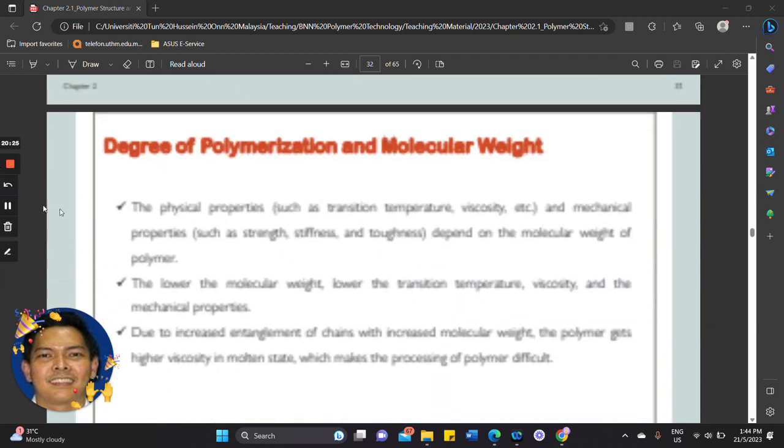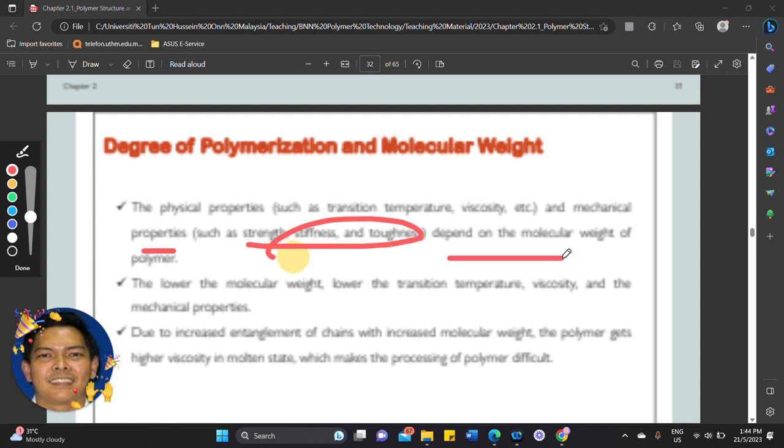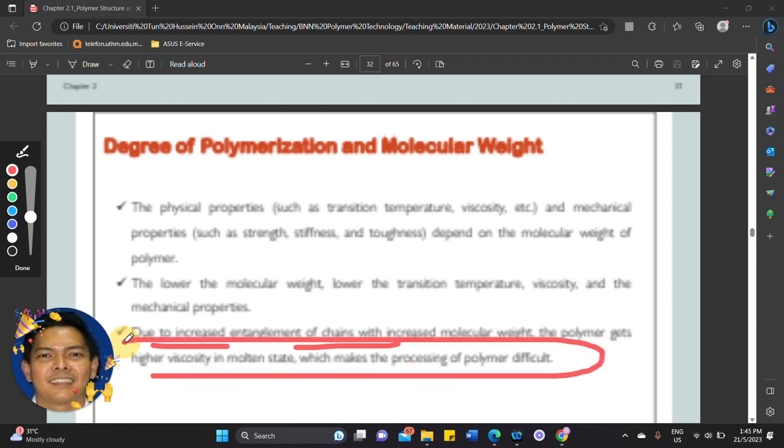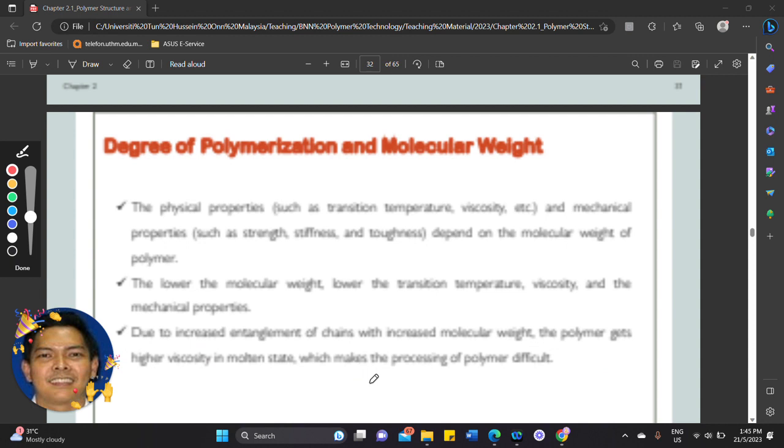Degree of polymerization and molecular weight. The physical properties such as temperature, and mechanical properties such as strength, stiffness, and toughness depend on the molecular weight of the polymer. The lower the molecular weight, the lower the transition temperature, viscosity, and mechanical properties. Due to increased entanglement with increased molecular weight, the polymer has higher viscosity in the molten state, which makes the processing of the polymer quite difficult.